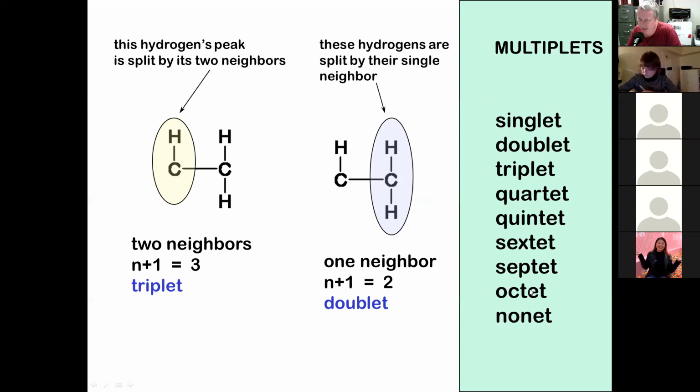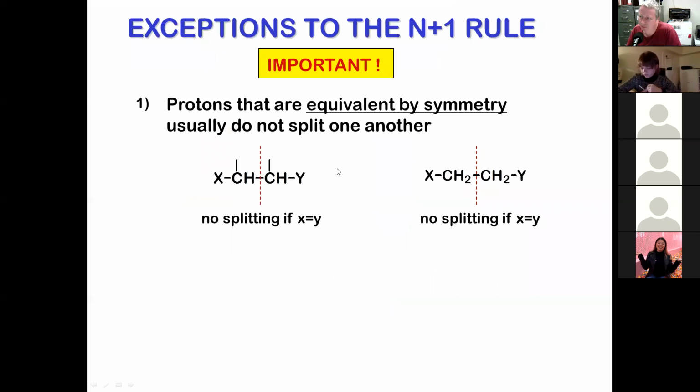Okay, couple exceptions. If you got two CHs and they have X's and Y's, and the X's and Y's are the same, like they're basically identical, well, then you don't have splitting. The splitting doesn't occur. You need to have like an asymmetric molecule, okay? Like difference on one side or the other. Same as if you have two CH2s with an X and Y on both sides. And if the X and Y are the same, there's no splitting. So one of these has got to be different, okay?